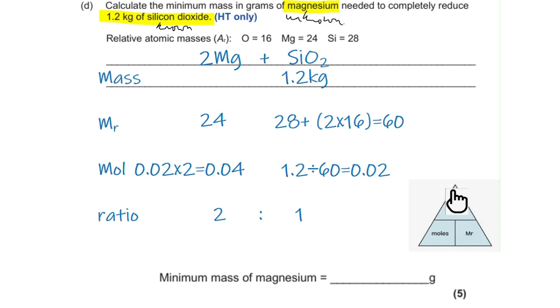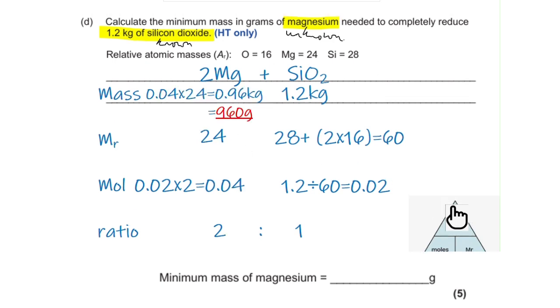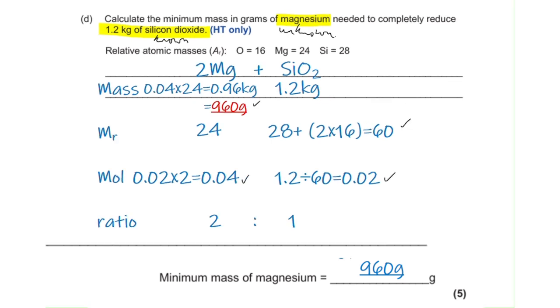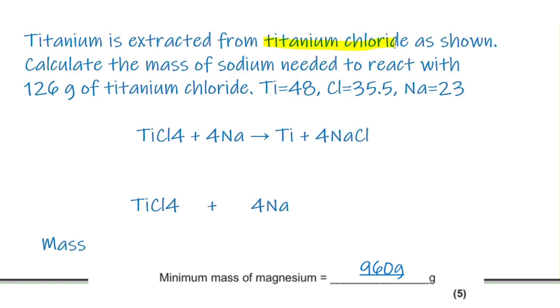MR for magnesium, 24. So the mass of magnesium, 0.04 times 24. That gives us 0.96 kilograms. Convert now to grams, times by 1,000, 960 grams. So there's 1 mark for the MR of silicon dioxide, 1 mark each for the moles of silicon dioxide and magnesium, 1 mark for converting somewhere from kilograms to grams, and 1 mark for the final answer, 960.